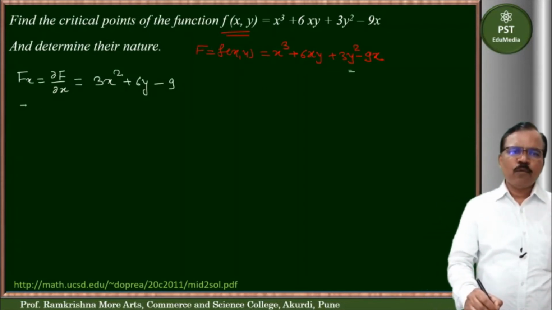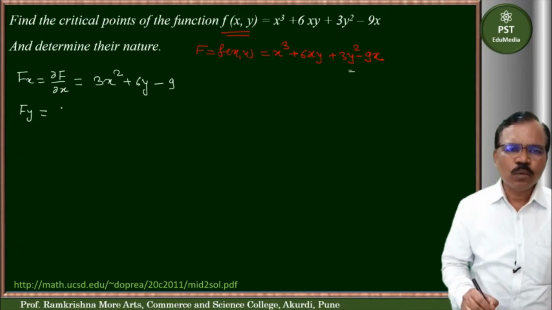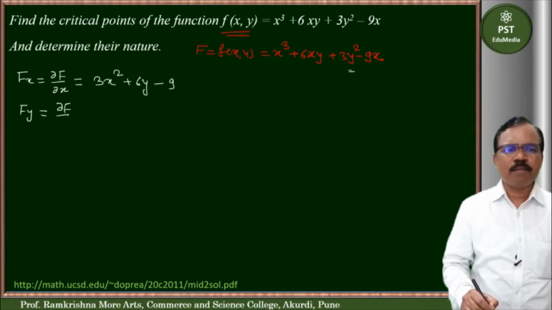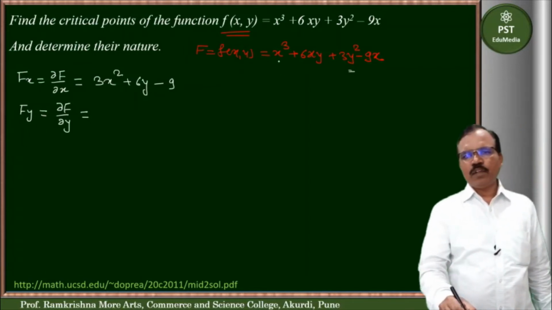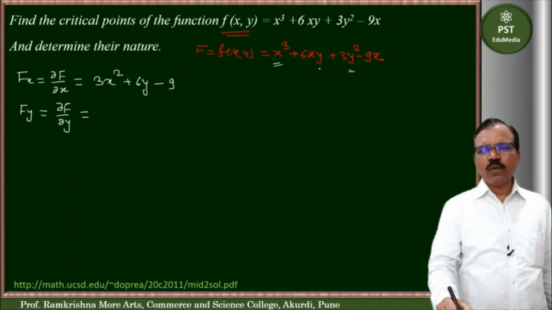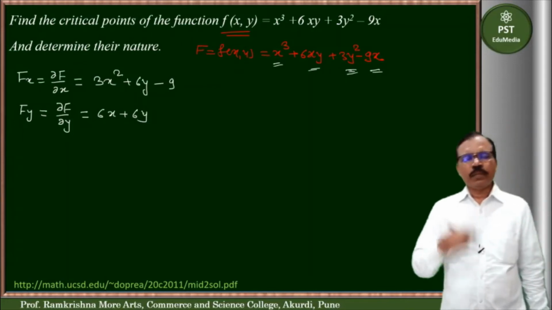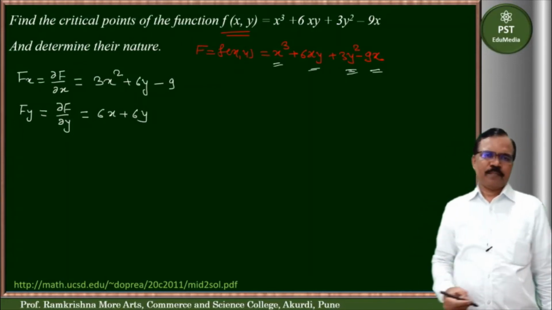And fy is the derivative with respect to y, so dabba f by dabba y is equal to: the derivative of the first term is 0, the derivative of the second term with respect to y is 6x, and here 6y, and the derivative of the last term is 0. So we'll get 6x plus 6y. So we got fx and we got fy.